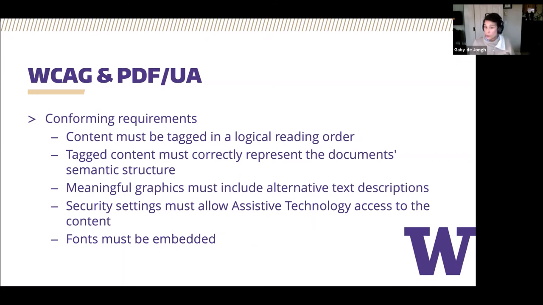Conforming requirements for WCAG and PDF UA include that the content of a PDF document must be tagged in a logical reading order. The tagged content must correctly represent document semantic structure. Meaningful graphics must include alternative text description. Security settings must allow assistive technology access to the content, and fonts must be embedded.